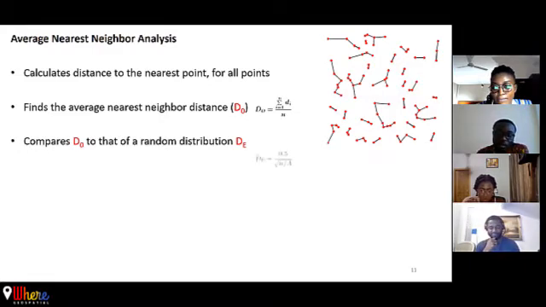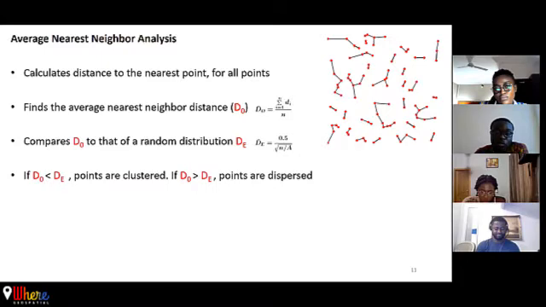And then the expected or random distribution of average nearest neighbor distances is what I am showing here as DE. The N and A you see in the formulas: N is the number of points, and A is the minimum area that would enclose these points. So basically, what I explained earlier was the comparison of these distances to see whether D naught is less than DE, or the other way around, so that we can conclude that we have clustered points on the map, or we have dispersed points.